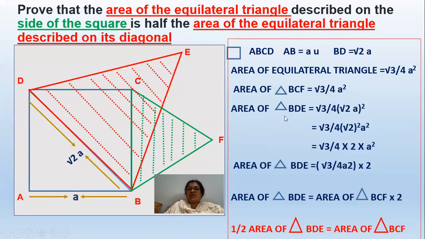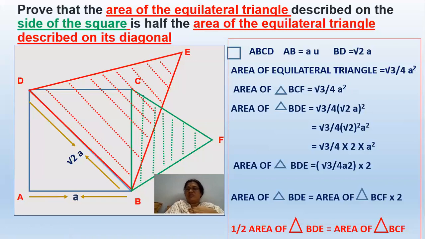And the area of a triangle BDE, when you take the big triangle, that is the red triangle. So what is the base of this red triangle? The base of the red triangle is nothing but a diagonal. So how much is the diagonal? It is root 2A. So the same formula will apply here. In place of A, you can write root 2A because the base here is root 2A.